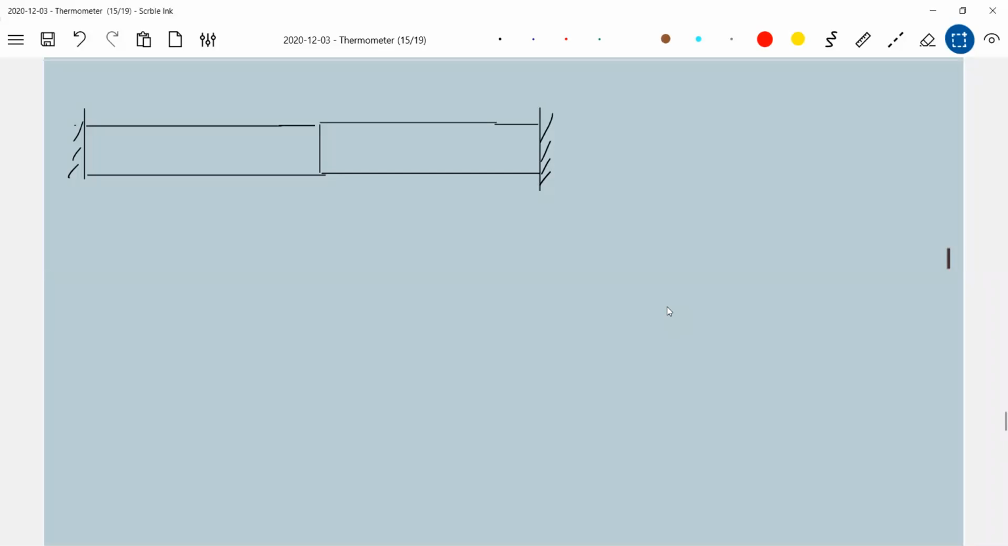There are two rods. The initial lengths are L1 and L2, Young's moduli Y1 and Y2, and coefficients of linear expansion alpha 1 and alpha 2. The initial temperature is T1 degrees Celsius. These are rigid walls.